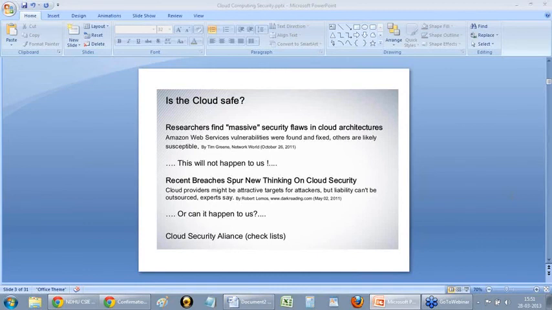Okay. I see no questions. Just a moment. Okay, what encryption is used in this cloud? There's one question here.